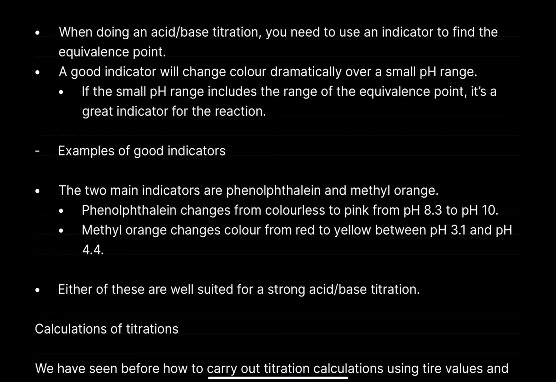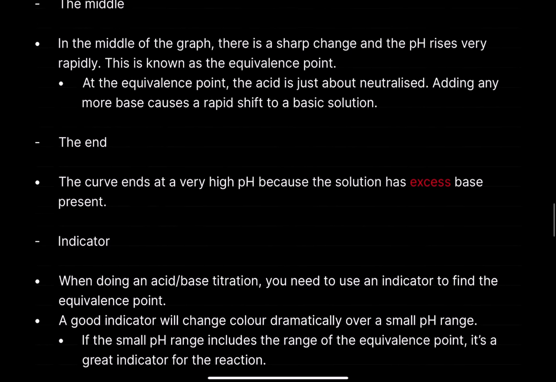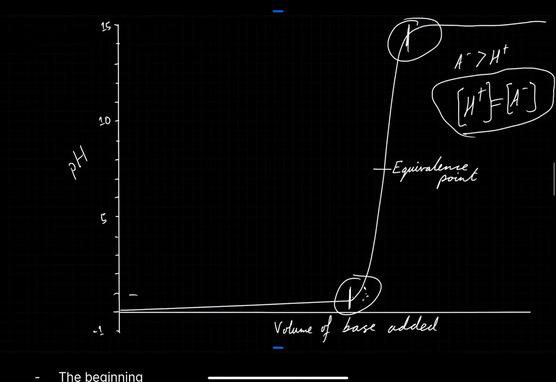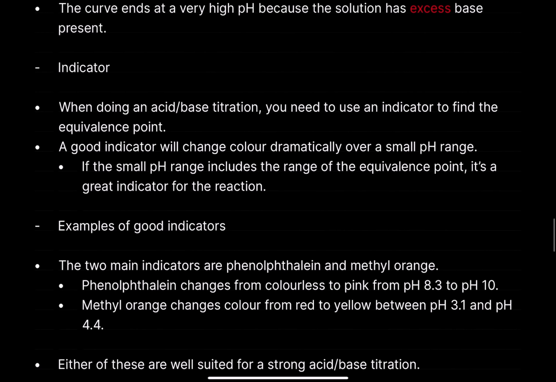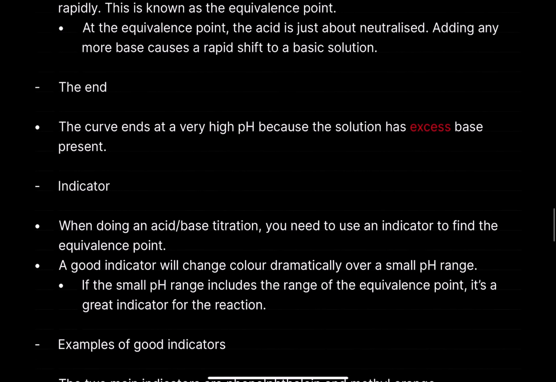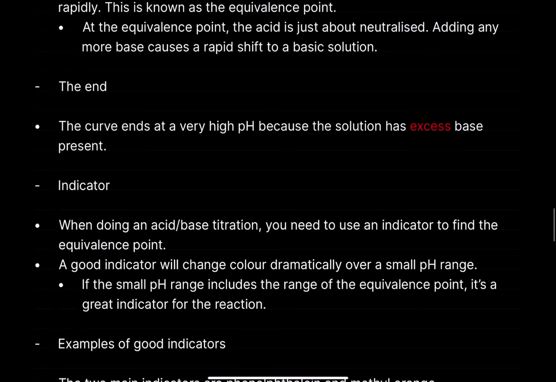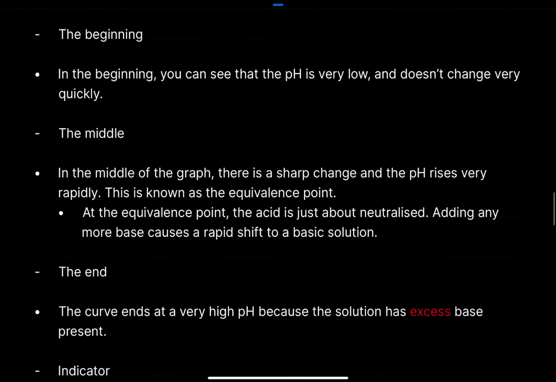So when it's going in the basic direction, it changes color from colorless to pink. Whereas if you're going in the basic to acidic direction, it changes color from pink to colorless. If that makes any sense, hopefully that would make perfect sense there. But in this particular example, because we're going in a more basic route, our indicator will go from colorless to pink when the reaction has basically reached the equivalence point, right?